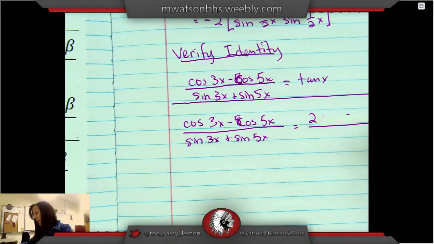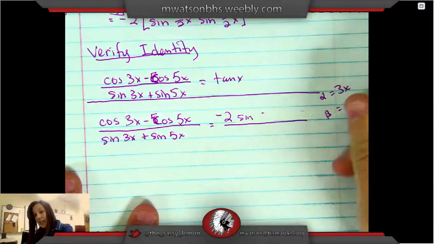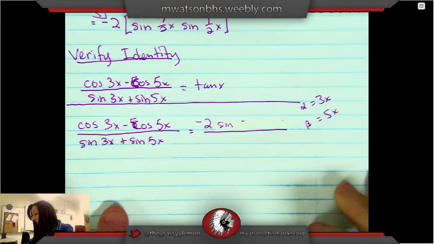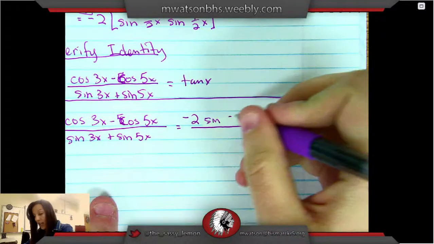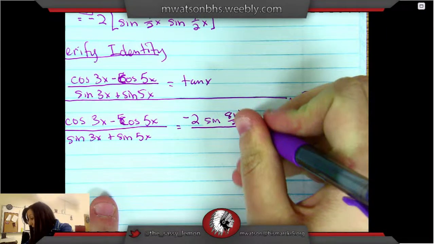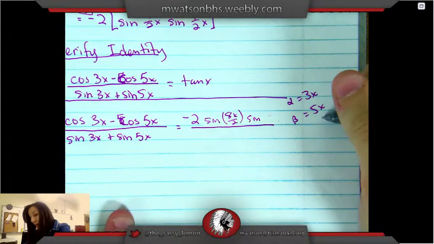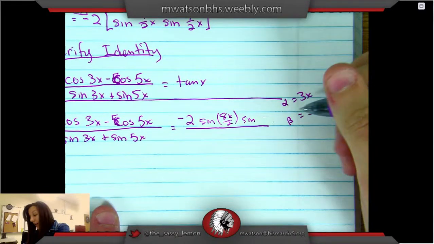-2 sine, my alpha was 3x, my beta is 5x. So according to the formula, I need to do 3x plus 5x divided by 2. So that's going to be 8x over 2 times sine of 3x minus 5x. So that's going to be -2x over 2.